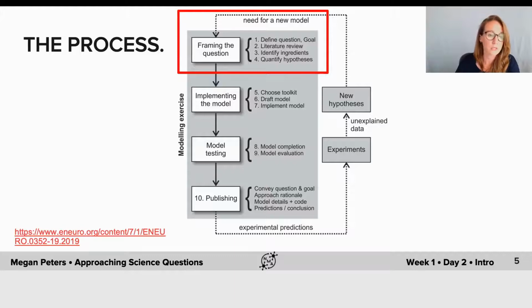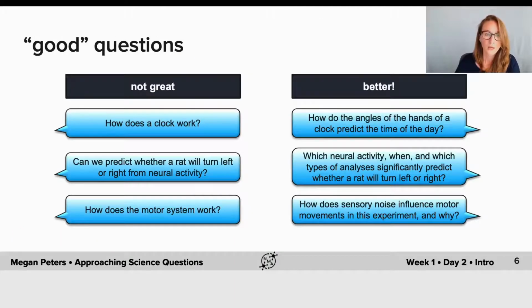So let's have a look at some examples. It's really important to be as precise as possible in figuring out your questions.